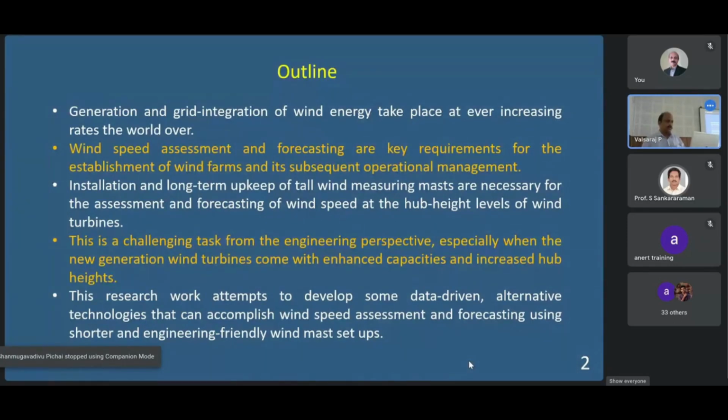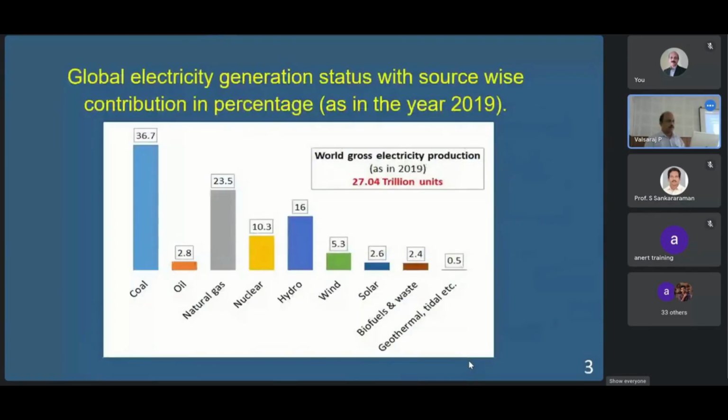And in my work, I am trying to employ shorter and engineering-friendly wind masts in combination with some data-driven methods so that wind speed at higher altitudes can be predicted. And before going into my work, I will just try to give an overview regarding the status of wind energy.